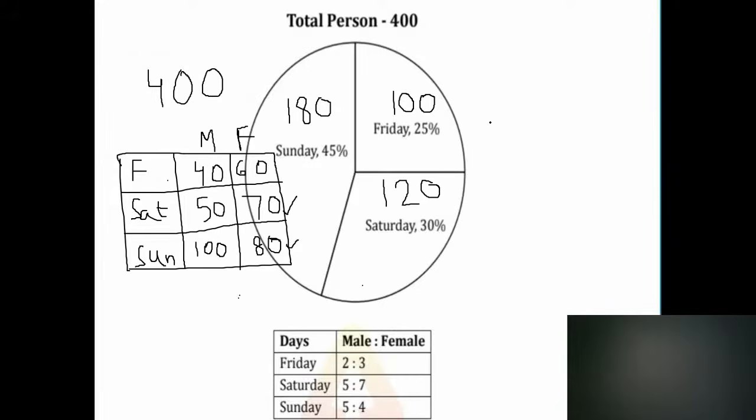Next, what percent more or less than the total male visiting the park on Friday and Sunday together? So males on Friday and Sunday. Males it is 40 on Friday and 100 on Sunday, which is equal to 140.